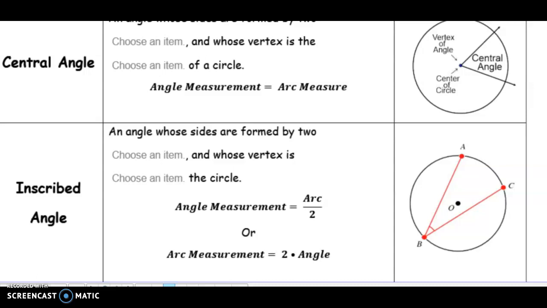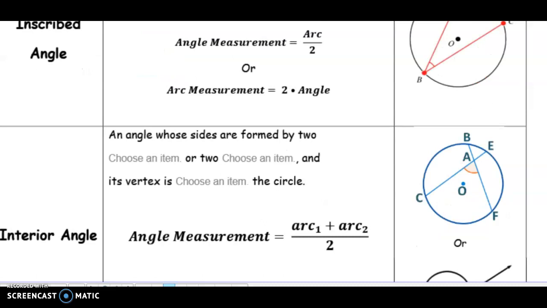A central angle is an angle whose sides are formed by 2 radii and whose vertex is the center of the circle. So looking at our example to the right, I have a radius on the top, I have a radius on the bottom. The center is also the vertex of the angle, and the angle measurement is equal to the measurement of the arc.